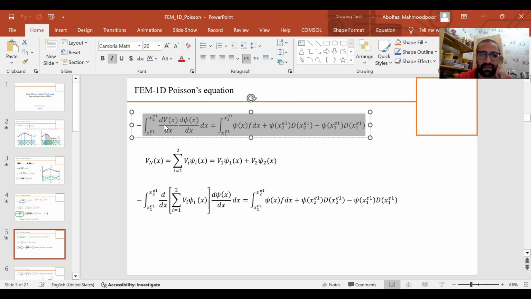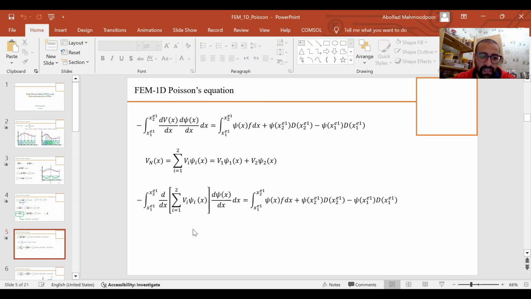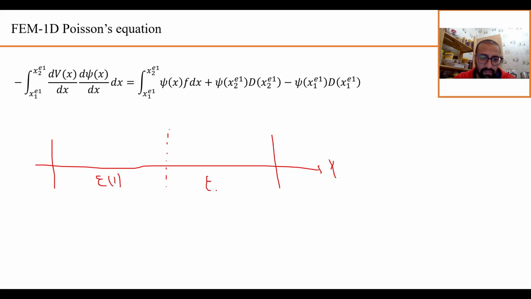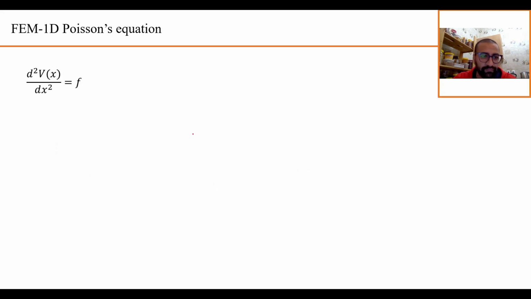Therefore, for example, when we have a function that is not continuous, for example, what we have in material properties. Imagine that we are trying to solve Poisson equation in this one-dimensional domain, x. But here we have different epsilon. For example, we have epsilon 1 here, and epsilon 2 here. And we know that in Poisson equation, here we should have some epsilon multiplied by dv over dx.